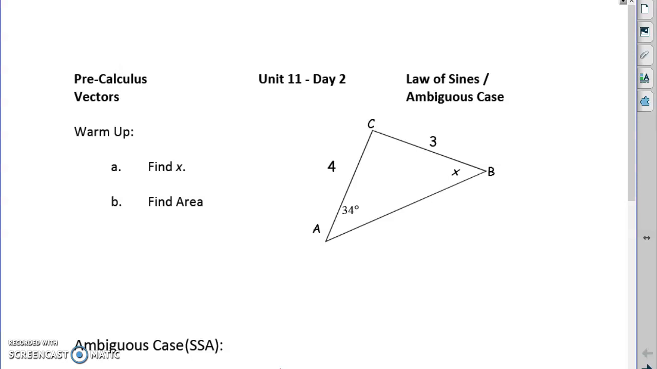Welcome back to Unit 11 on vectors, Day 2. We're going to discuss more on the law of sines, but we're also going to introduce what's called the ambiguous case. As a warm-up, take a look at this triangle. We're given these three dimensions: angle 34, sides 4 and 3. First find angle x, then find the area.